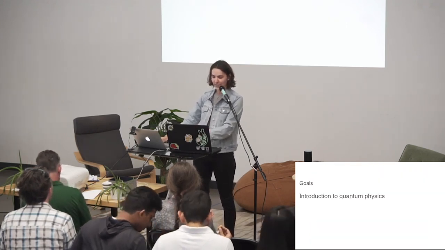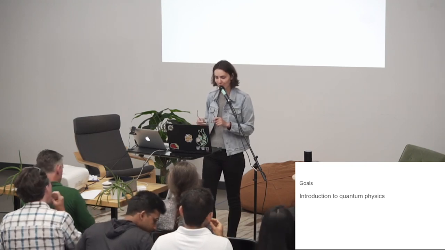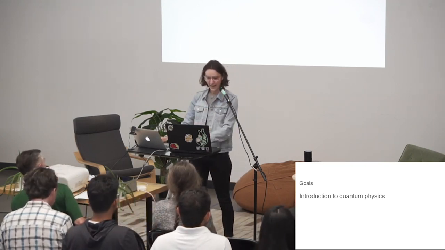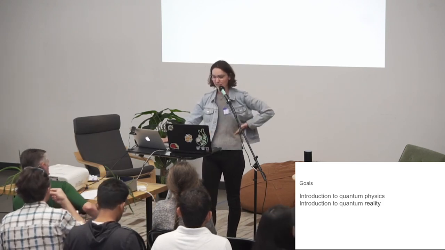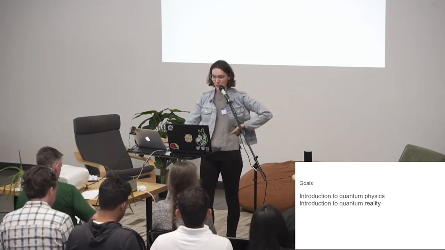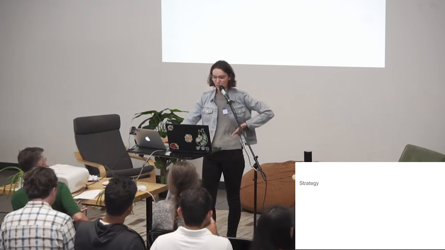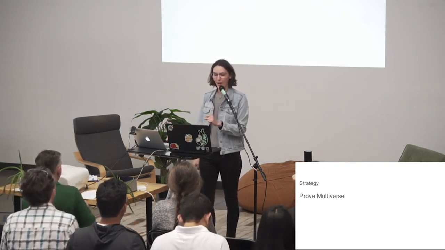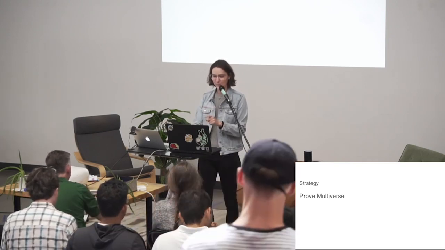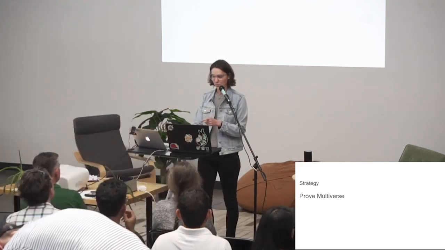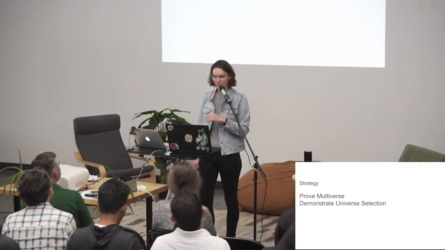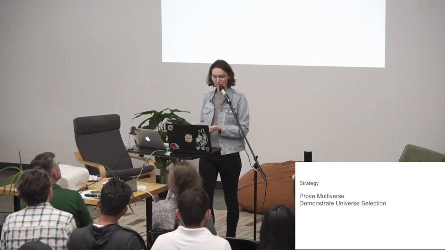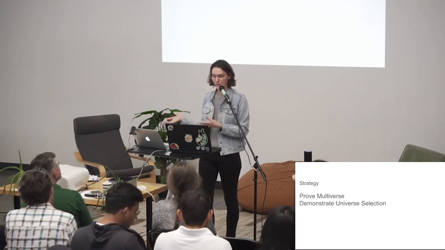The goals for the session today: one is to give you a short introduction to quantum physics, and after that, to talk a little bit about what quantum physics tells us about the nature of reality. To accomplish these goals, I have a strategy. The first part is to explain how the universe we exist in is actually a multiverse. So first we're going to prove the multiverse. The next part is to talk about how universe selection works. Because if there's a bunch of universes that we could end up in, aka a multiverse, how and why do we end up in this one?